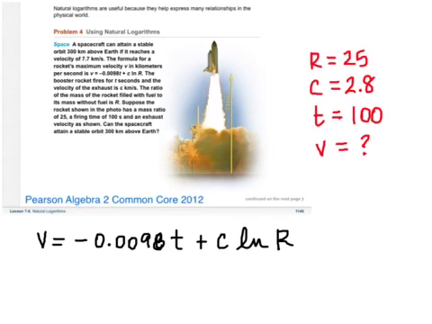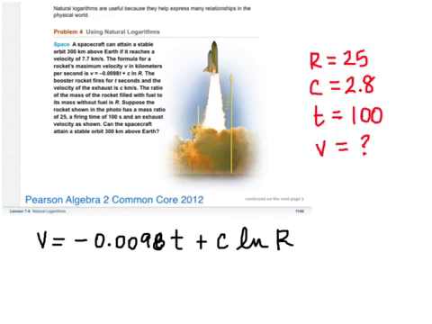The booster rocket fires for t seconds, and the velocity of the exhaust is c kilometers per second. The ratio of the mass of the rocket filled with fuel to its mass without fuel is r. Suppose the rocket shown in the photo has a mass ratio of 25, a firing time of 100 seconds, and an exhaust velocity as shown. Can the spacecraft attain a stable orbit 300 kilometers above the Earth?